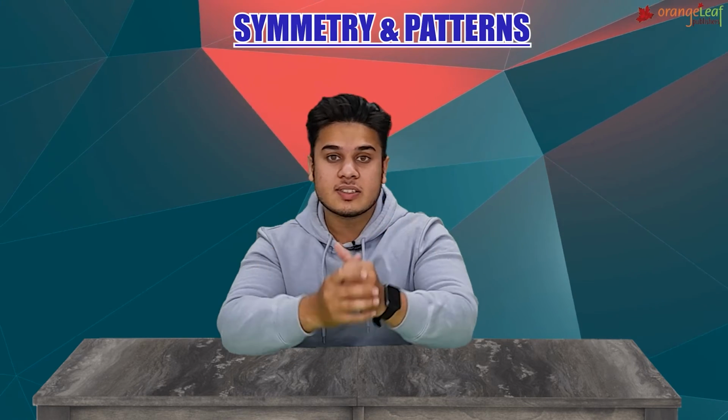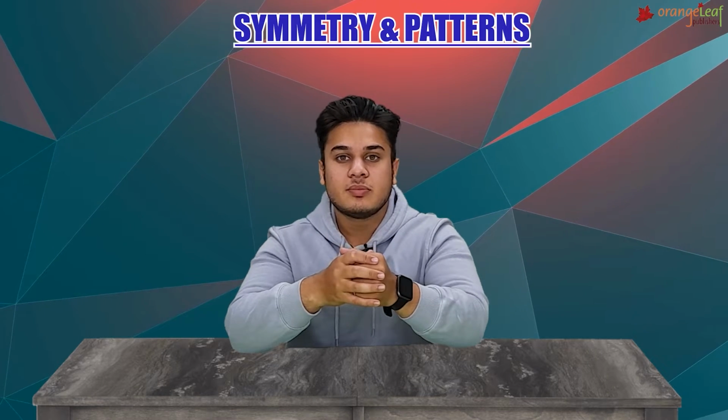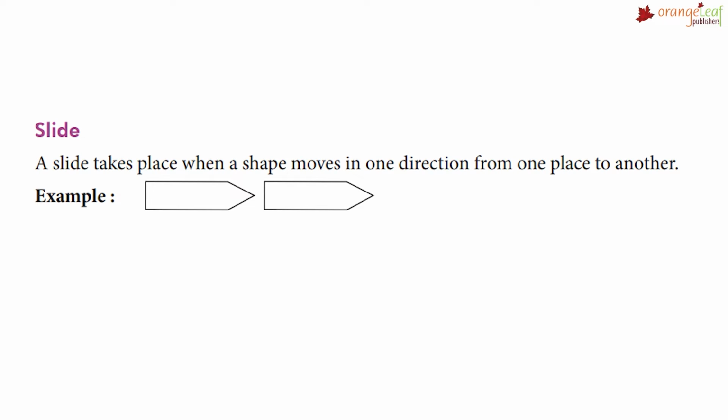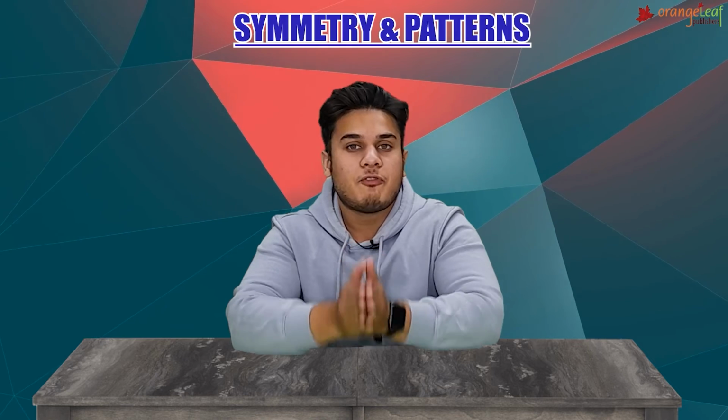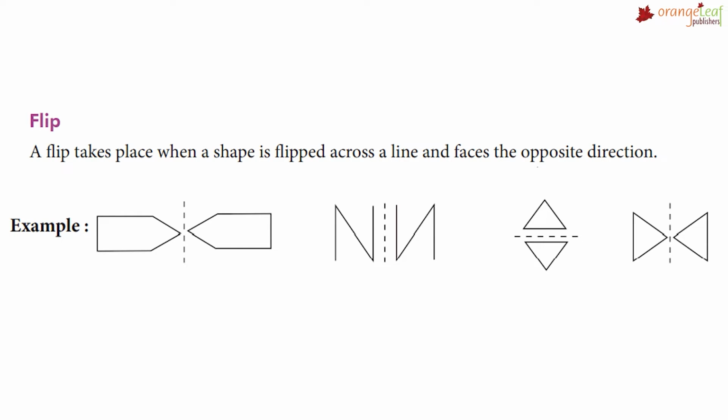Slides, flips and turns. Slides. A slide takes place when one shape moves in one direction from one place to another. For example, have a look at this figure. This is an example of a slide. A flip. A flip takes place when a shape is flipped across a line and faces in the opposite direction. Have a look at this figure. These are examples of flips.